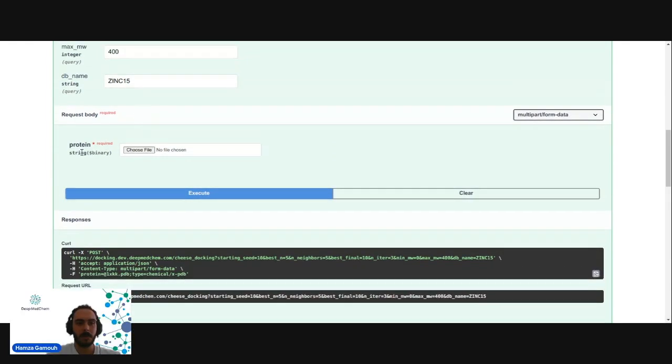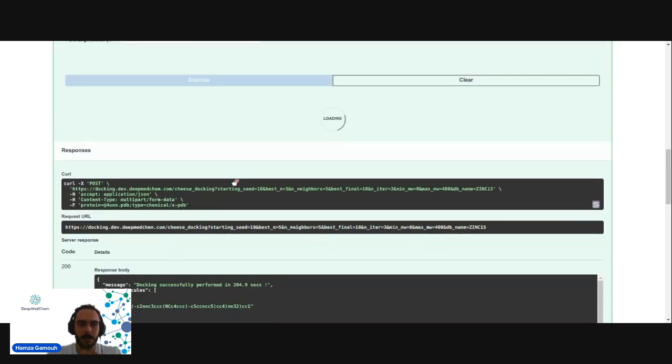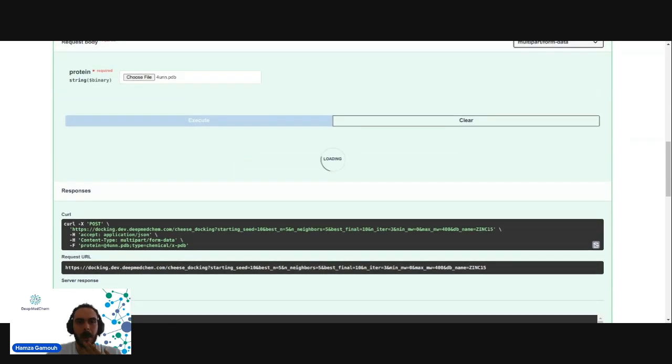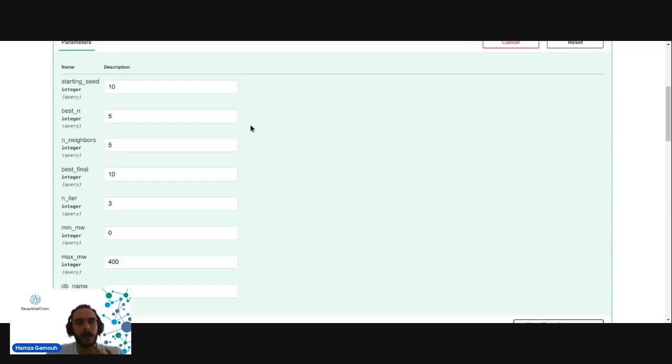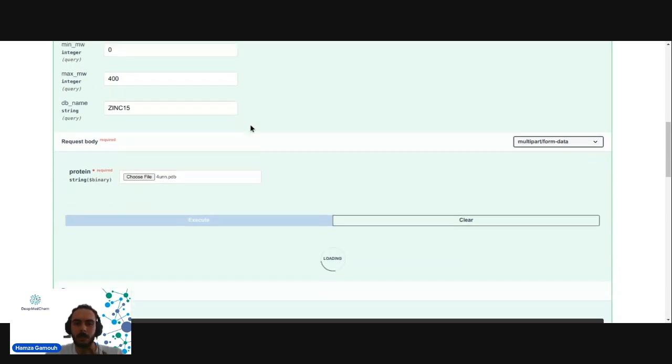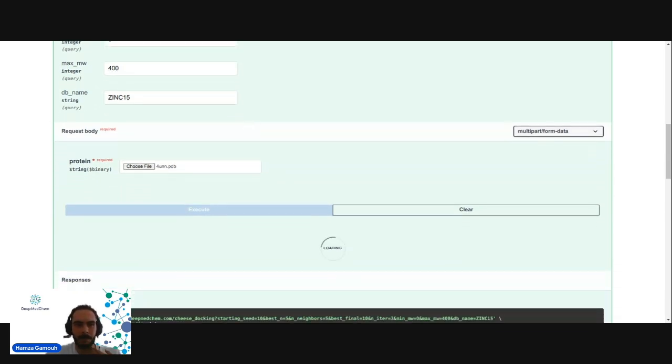Here you have your protein, and for the protein you can just upload a PDB file. So I uploaded this PDB file, and you can just execute. For these parameters, the number of docked compounds is about 300 to 400 compounds, and it's expected to take about 3 minutes.